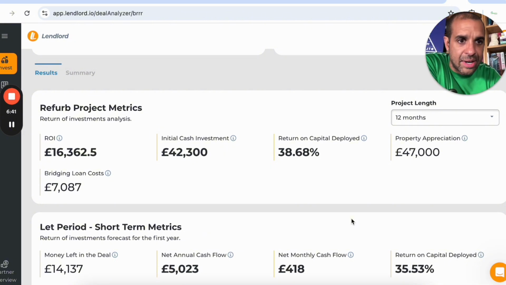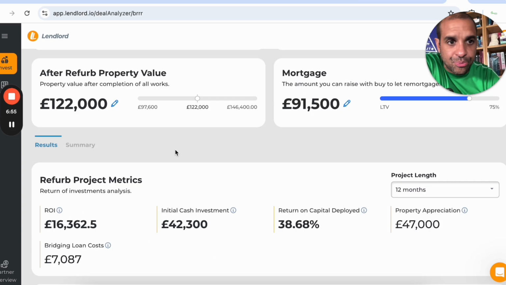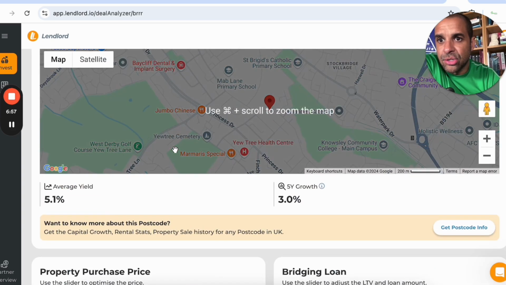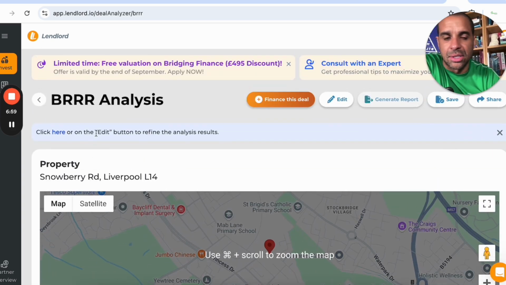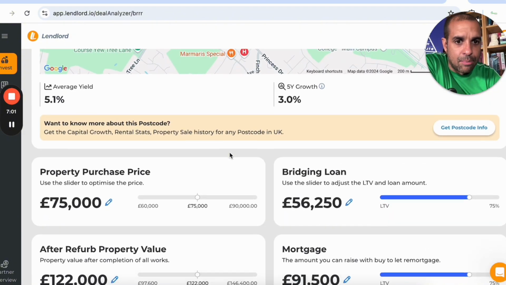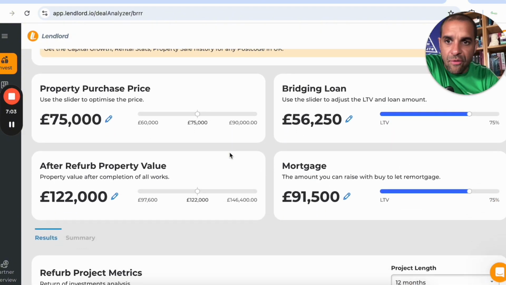And the most important figure that I'm looking at is return on capital employed. So buying this on the bridging, with everything in total, you're going to need around £42,300. That includes calculating stamp duty and stuff like that. You can edit these metrics and add in different costs for closing costs and stuff like that. But as I said, I'm not going into depth here. I'm just giving you an overview of what to offer for this.